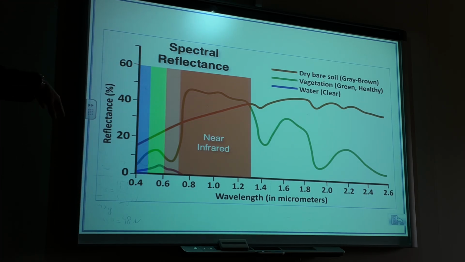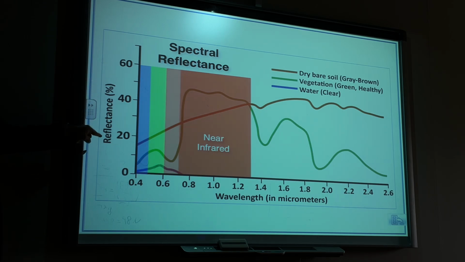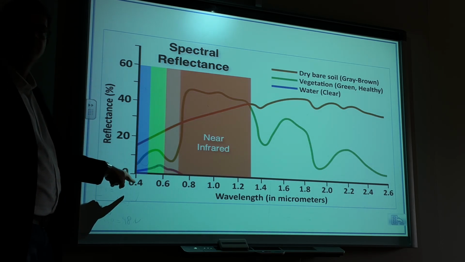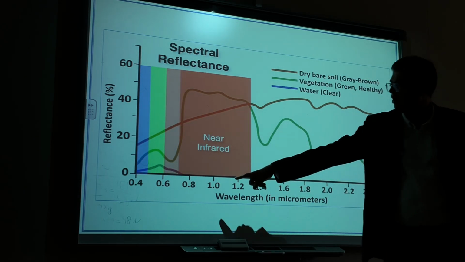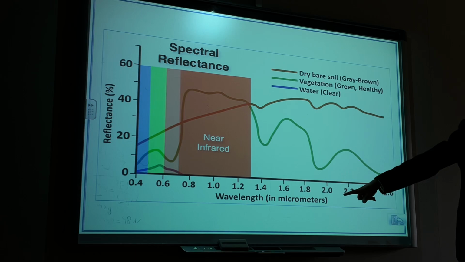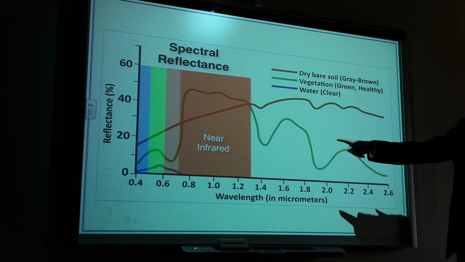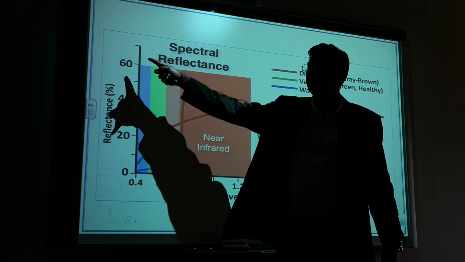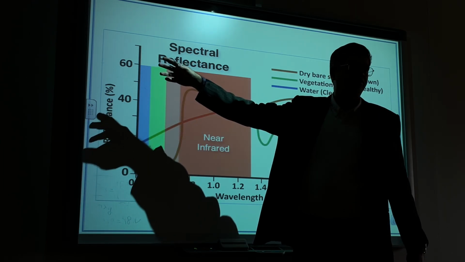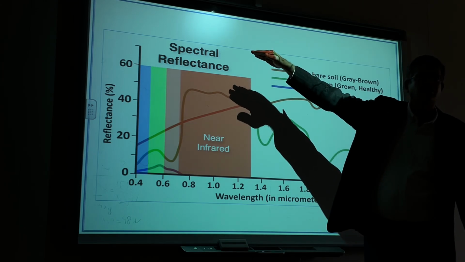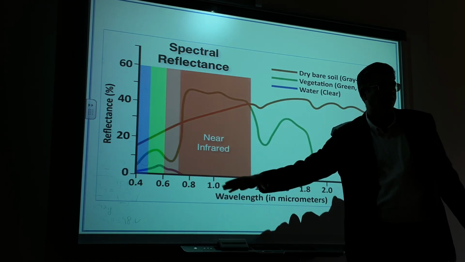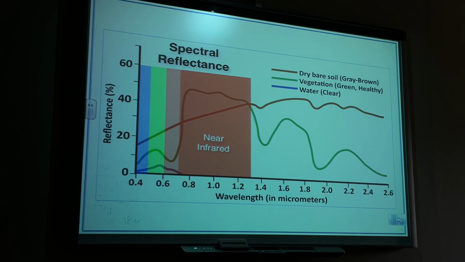And this curve which you see is called a spectral reflectance curve. What does it show? It shows the amount of reflection which is taking place for different wavelengths of the electromagnetic radiation. On the x-axis, you have the wavelength of the electromagnetic radiation. On the y-axis, you have the percentage of reflectance. If the reflectance is high, the curve will go higher. If the reflectance is low, the curve will go down. Okay?